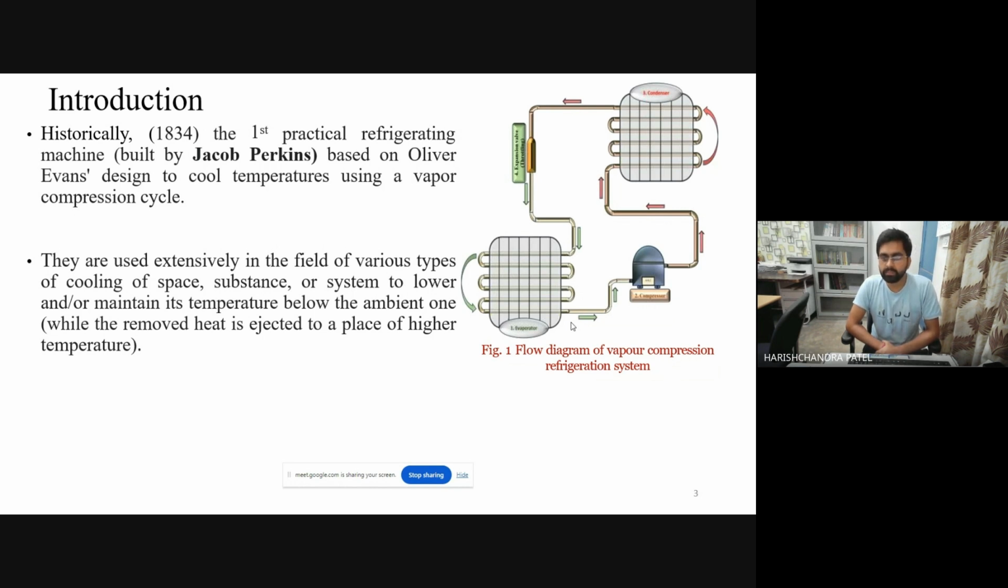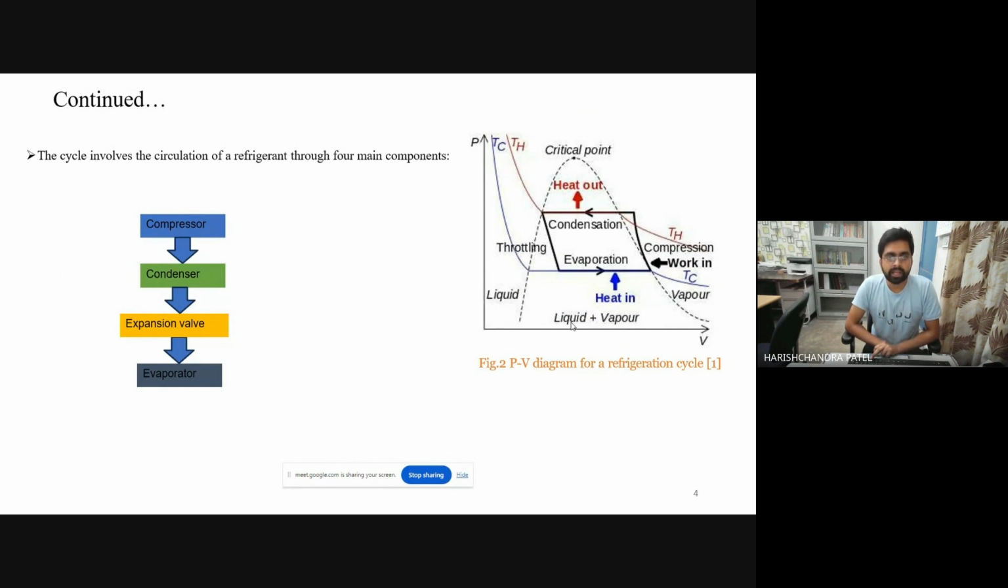Here is the schematic diagram of the vapor compression refrigeration cycle, starting from the compressor, then a condenser, then an expansion valve, and last one the evaporator. The cycle involves the circulation of refrigerant through the four main components.